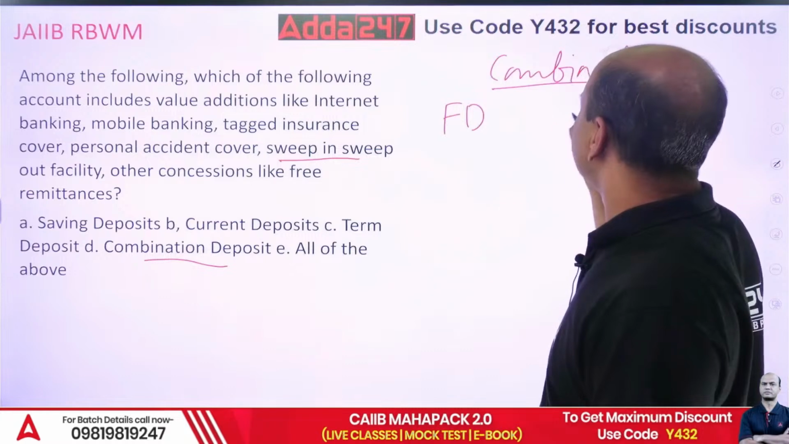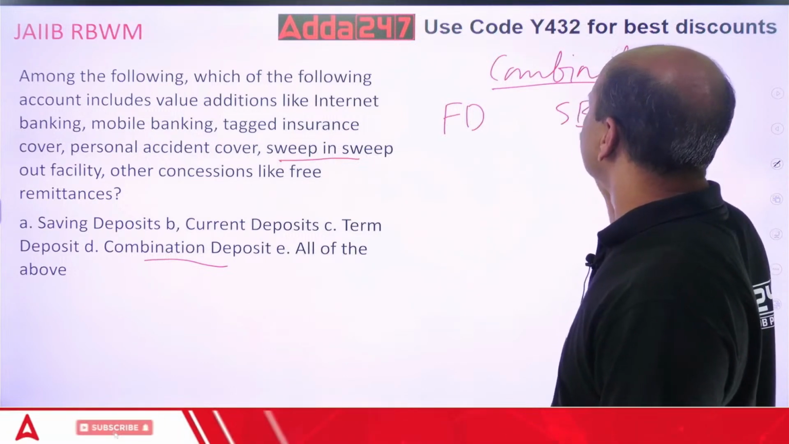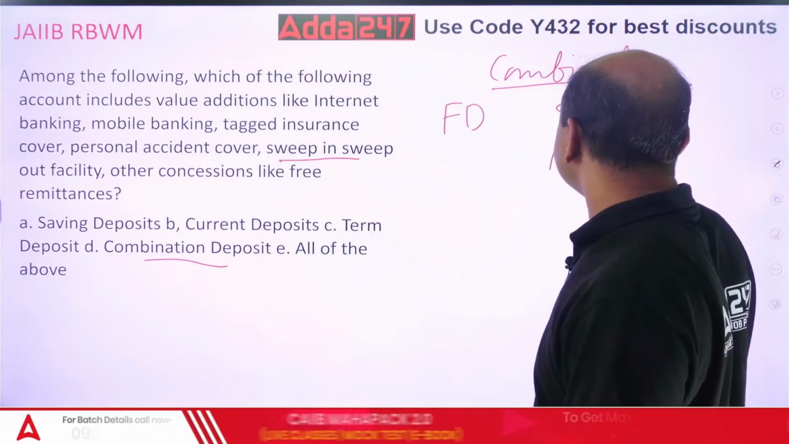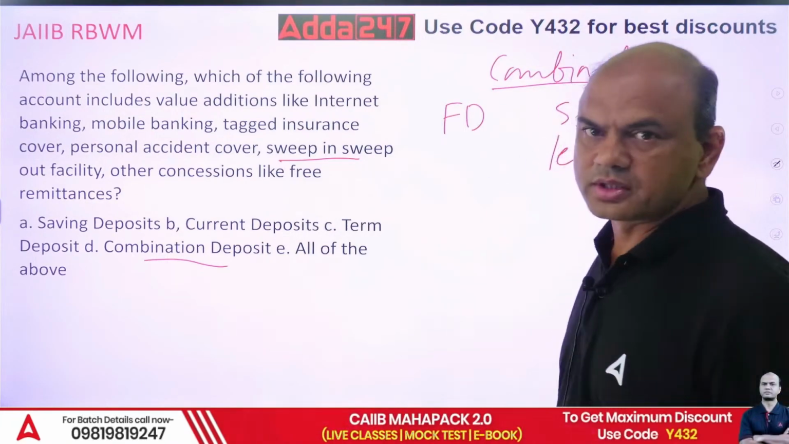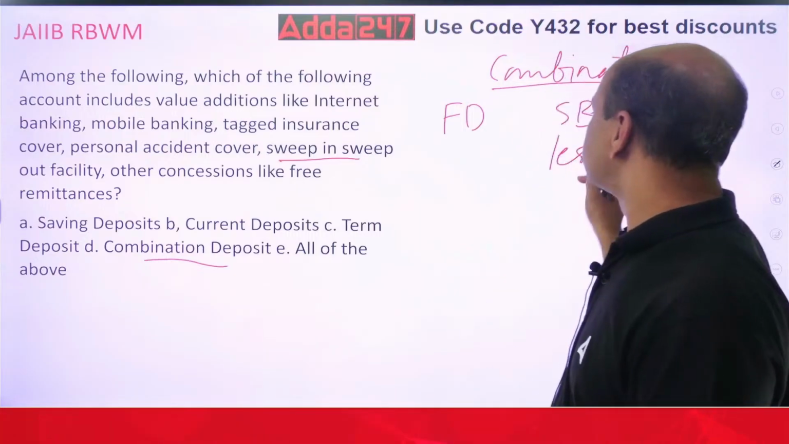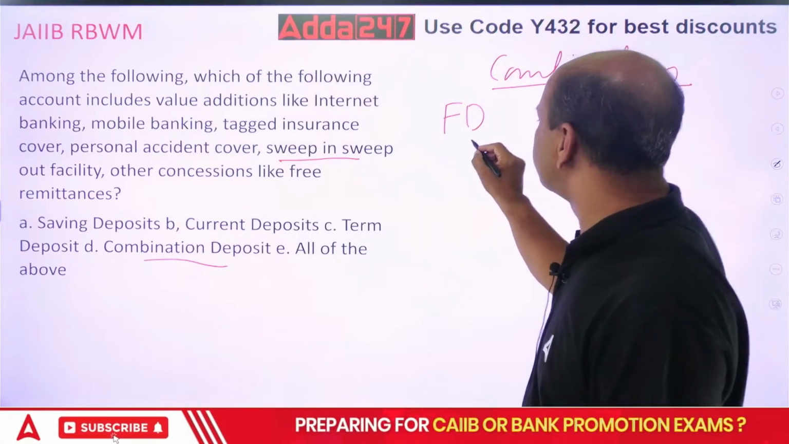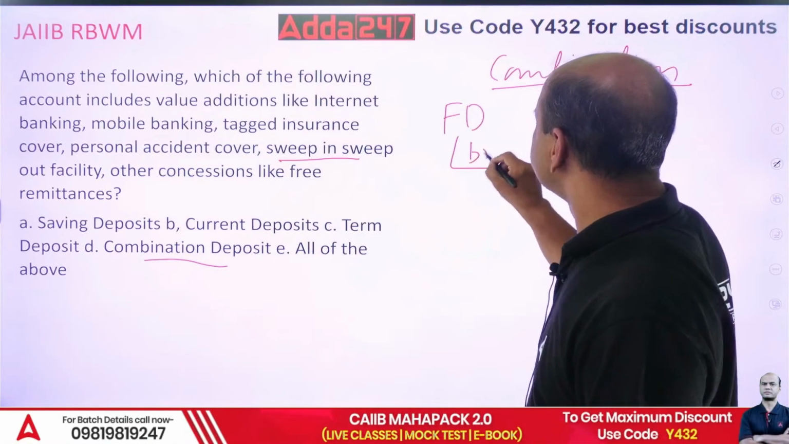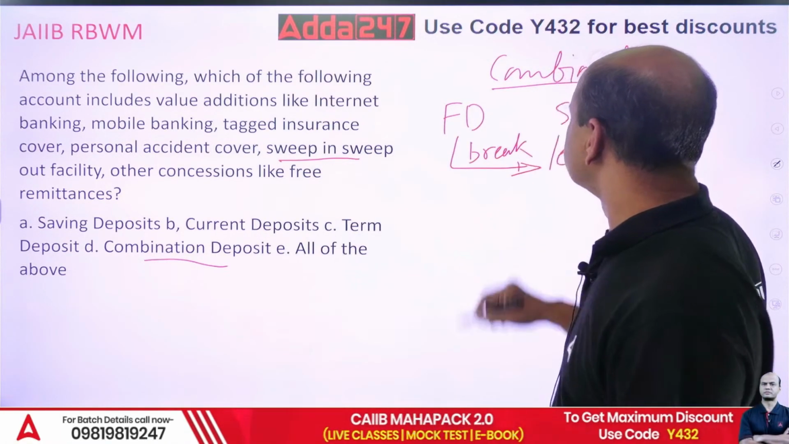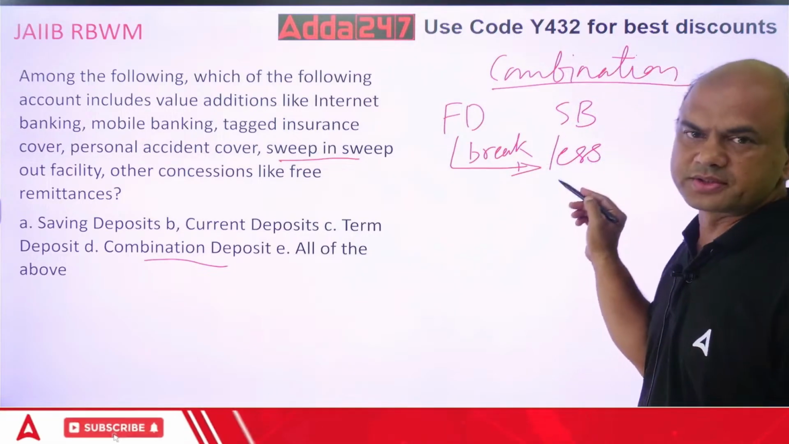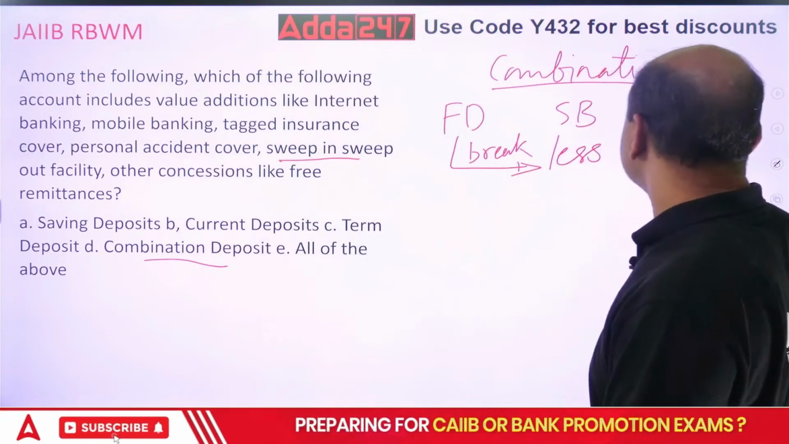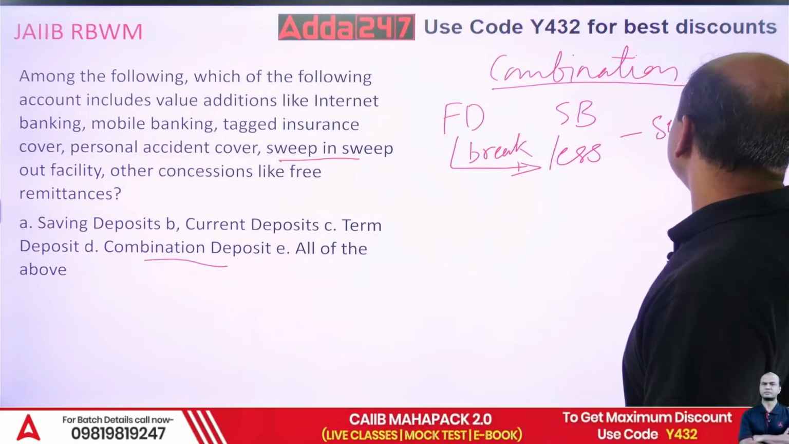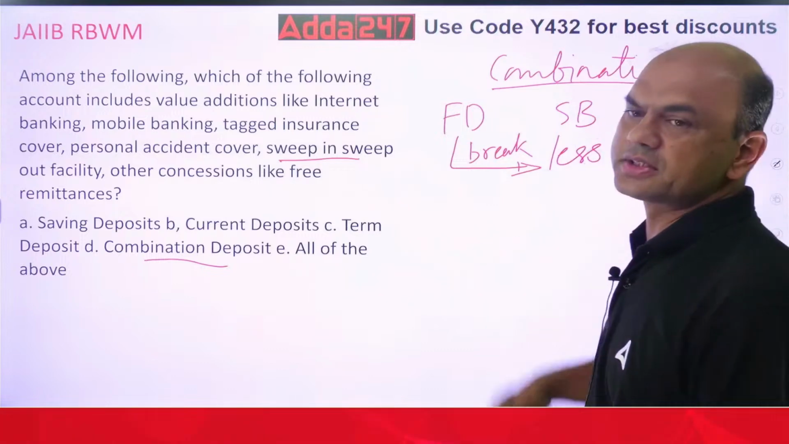Okay? If I am having an FD and I am having a savings account with you. Now there is a check, and the balance is less, and there is a check for clearing. Then what does it do? In this case, the FD is broken, and this amount goes to the savings account and the check is passed. This is known as sweep in. Whenever funds come into the savings account, it's in.